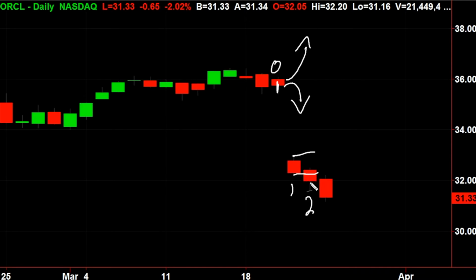On day 2 after earnings, if it takes out that low, you're going to short it at that spot. And this will be your stop loss, okay? And that's how you do it. And then you're going to have an open target below it.